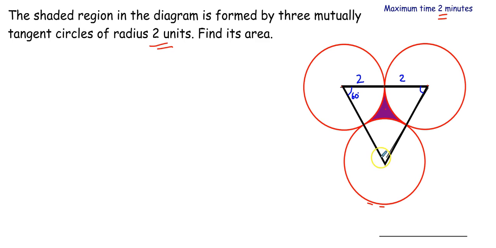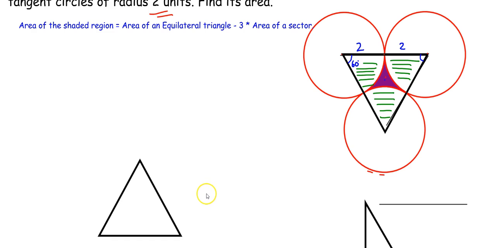Okay, from this point, how can I get to this space? It's very easy. Once I have my equilateral triangle, from the area of the equilateral triangle, I take off the areas of these sectors, subtracting the area of the first sector, second and third. So on subtracting the areas of these three sectors from the area of the equilateral triangle, you will get the area of this shaded region. Okay. Now, what is the formula for the area of an equilateral triangle? So now let us find the area of an equilateral triangle.